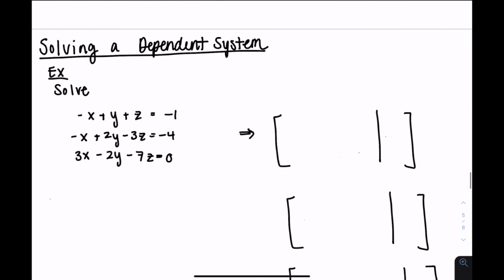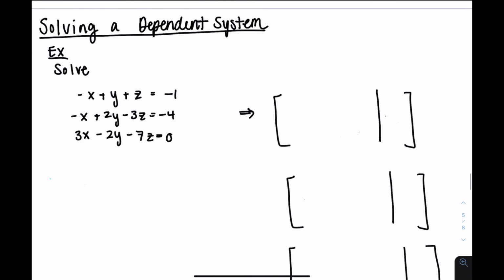All right, so let's see how we can see something as a dependent system here, and then we'll look at an inconsistent system as well. So we want to solve this system. And again, first we've got to turn it into a matrix. So I'm going to pull all the coefficients off in that X, Y, and Z order.